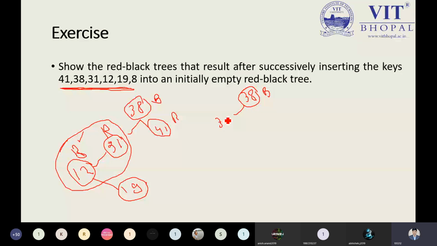Which operation should I perform? Sir, LR, sir. LR. So first I need to rotate into the left side. Okay. If I just rotate into the left side, so what happened?